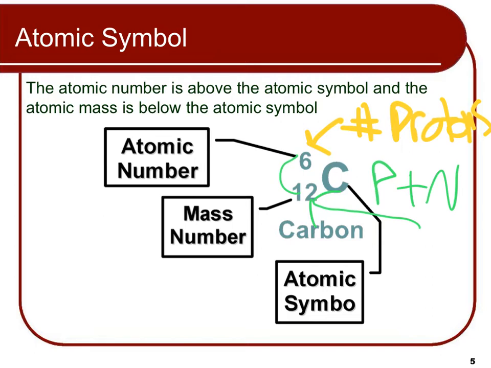Now, the number of protons is always going to equal the number of electrons, which makes sense because these are positive and these are negative. You want those two to balance each other out so the atom is neutral.